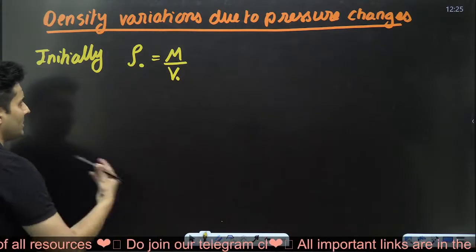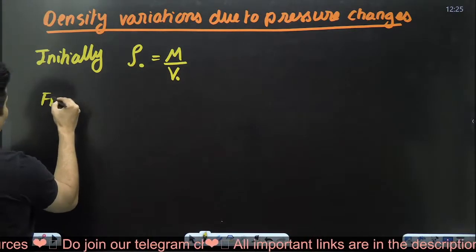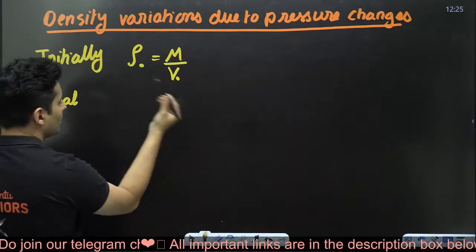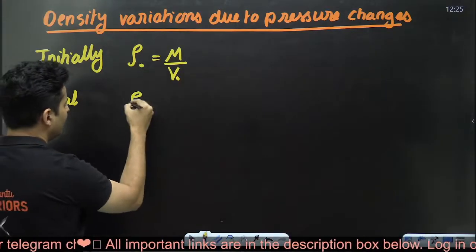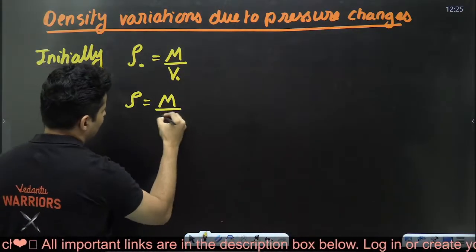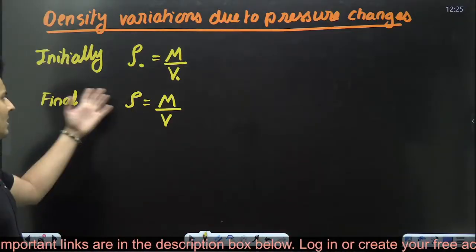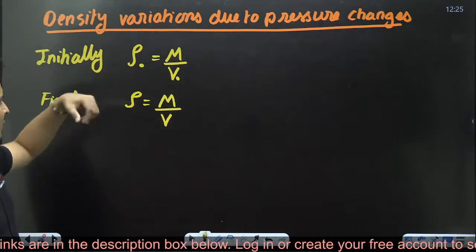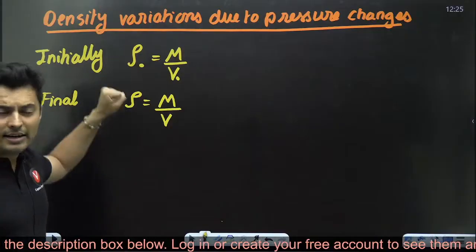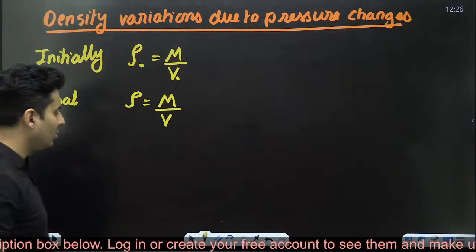That is original. Then the final density, because of the change of pressure: the new density. The mass won't change, just the volume will change. So this is how it will look initially and finally. But how are they related to the change of the pressure? Let's come to that point now.